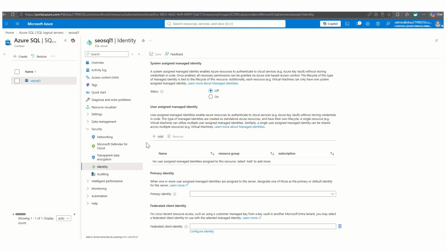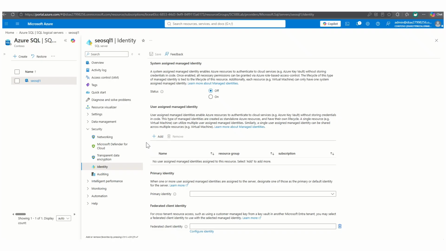A single resource, let's say a virtual machine, can utilize multiple user assigned managed identities. And similarly, a single user assigned managed identity can be shared across multiple resources, like virtual machines. So what this means is that if you have several virtual machines and you use a user assigned managed identity, it's good because you can use just one for all of them rather than having to use each one. But each of these are managed separately.